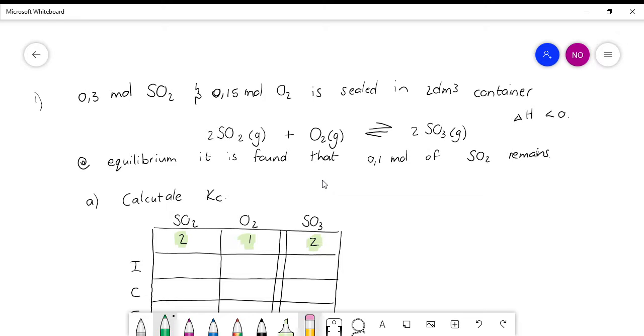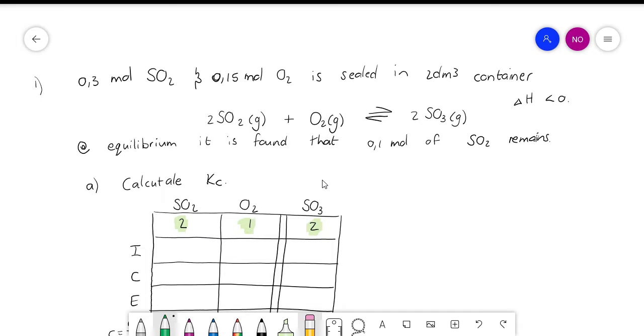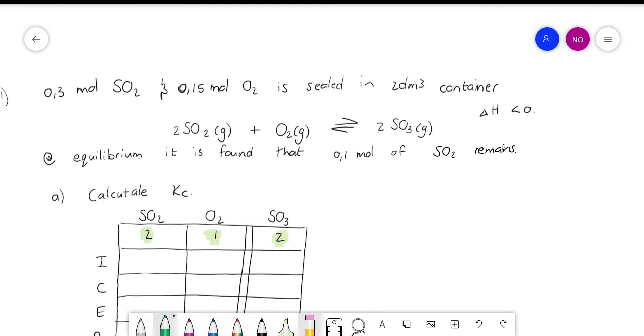So this one says there's 0.3 mole of SO2 and 0.15 mole of oxygen sealed in a 2 cubic decimeter container. The moment you see something that isn't 1 cubic decimeter, just make sure you remember it, because then it's going to come in with the concentration. Then I give you the balanced equation and the change in enthalpy, but for the first part of the question we're not going to use that, so I'll come back to it later. Then they say at equilibrium, it is found that 0.1 mole of the SO2 remains, and I ask you to calculate Kc.